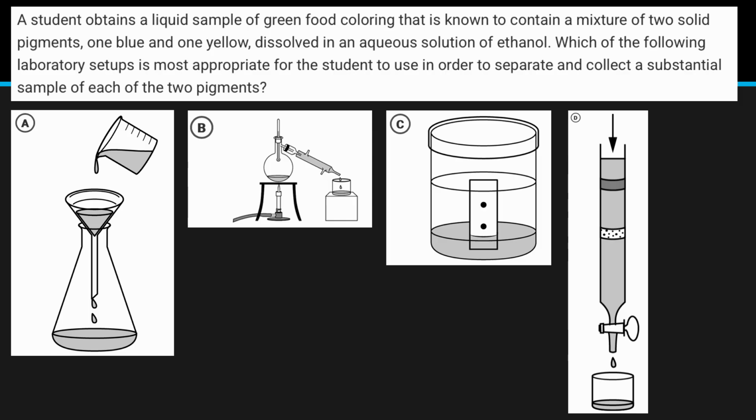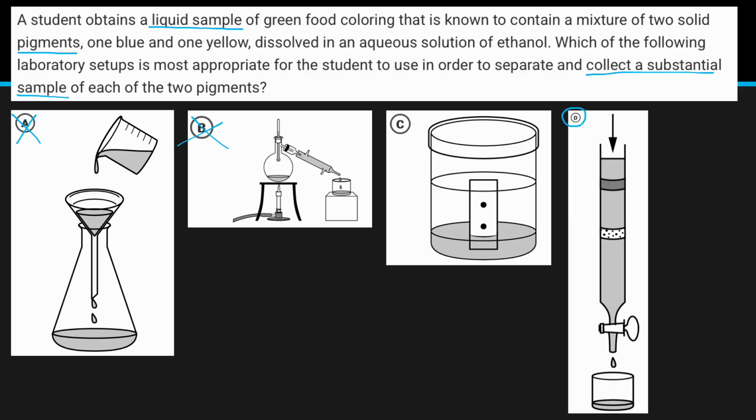So the first thing I want to go over is that it says a liquid sample, which means we are not using filtration because there is not an insoluble solid that we can collect in the filter paper. Then we have pigments. Now, when I see the word pigment, I'm going to go directly to chromatography, so I know I'm not using distillation. And the last thing is when it says collect a substantial sample. Whenever I need to collect pigment, I'm going to be using column chromatography.